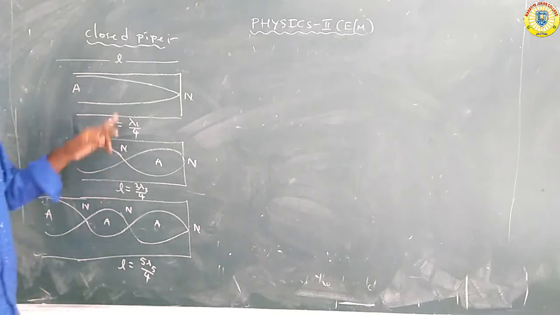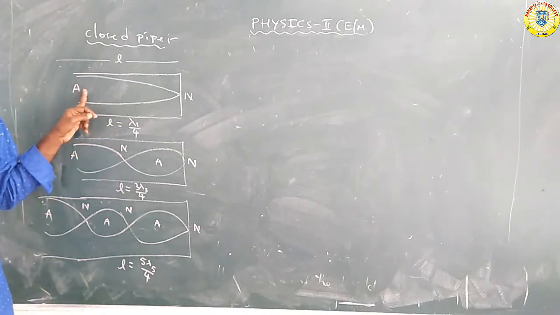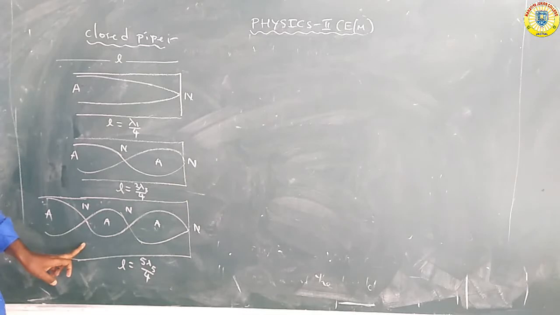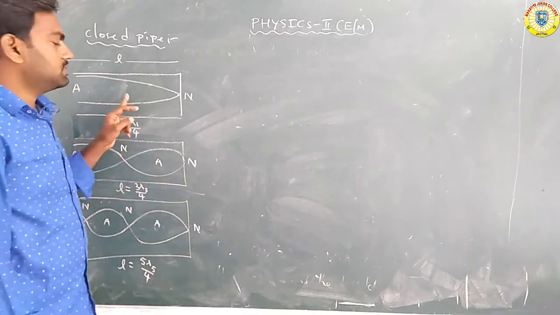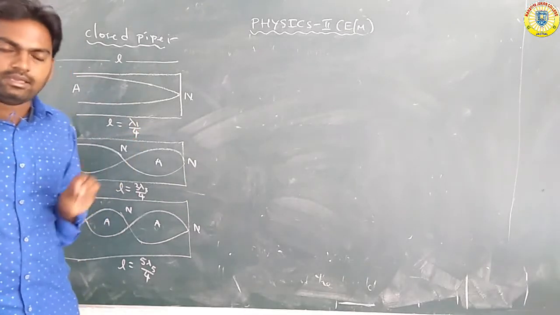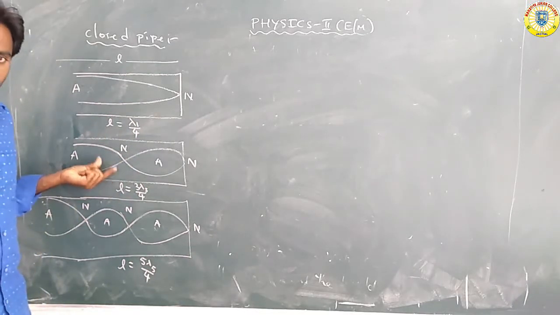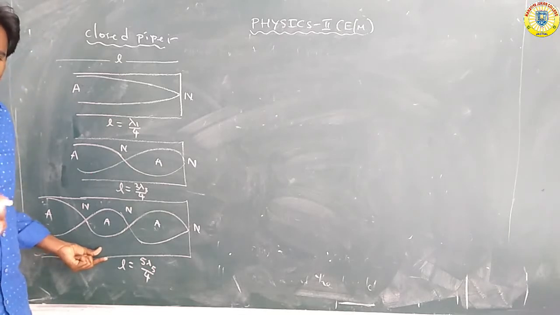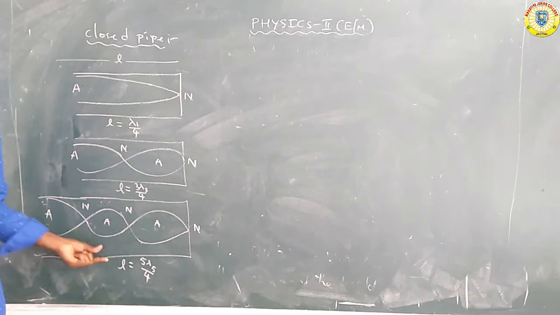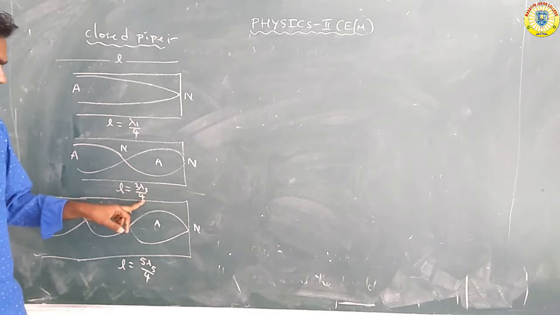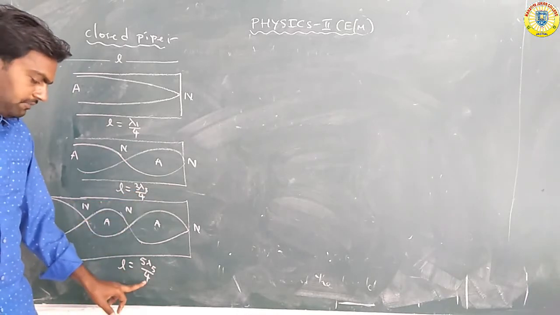Okay. So this is called the first harmonic. This is called the third harmonic, not second harmonic. This is called the fifth harmonic. So the first harmonic or fundamental harmonic, the third harmonic or first overtone, and the fifth harmonic also called the second overtone. So L is equal to lambda 1 by 4, L is equal to 3 lambda 3 by 4, L is equal to 5 lambda 5 by 4.